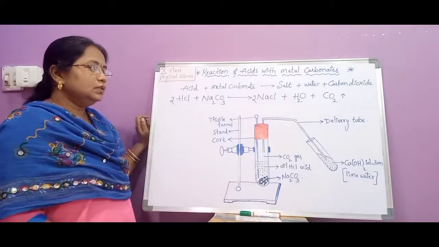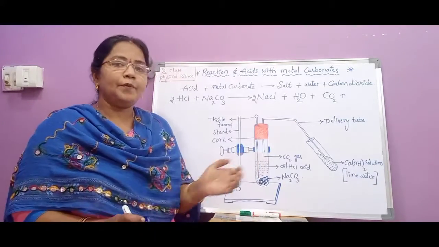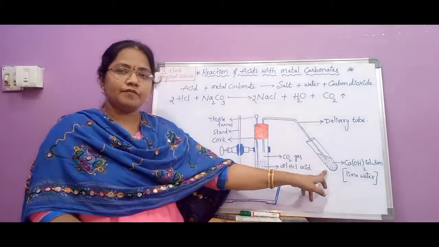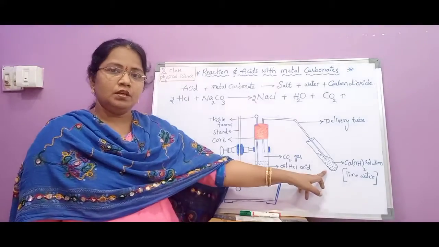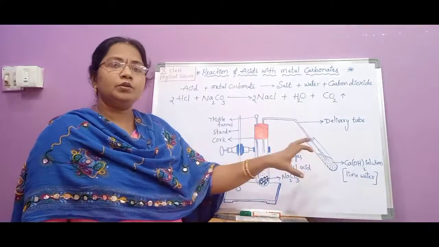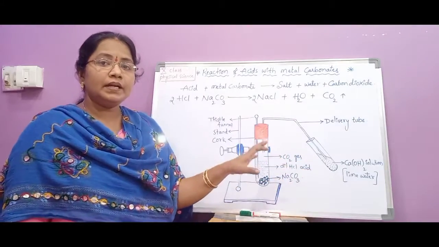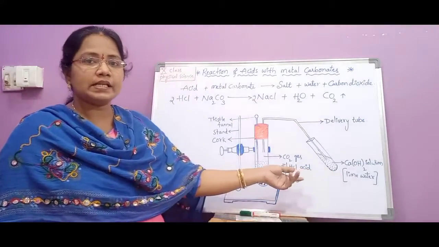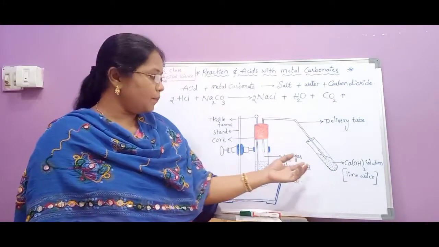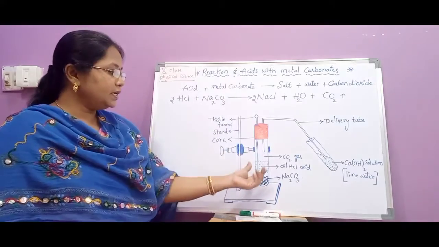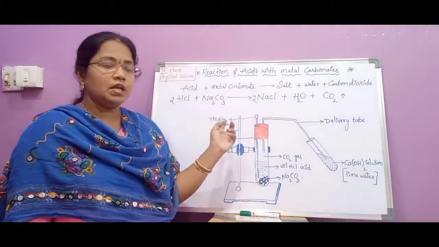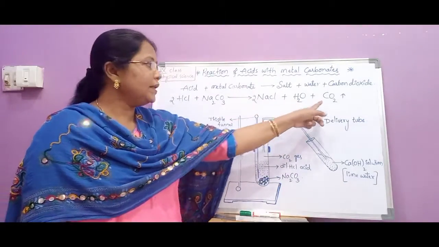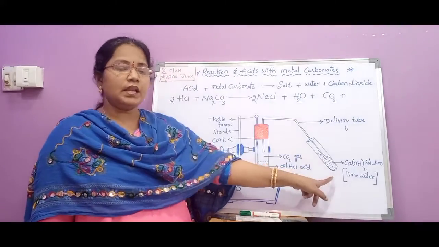When the gas enters this test tube, the lime water immediately turns milky white. We can clearly see the formation of a milky white precipitate, that is calcium carbonate. The gas that has the property of turning lime water milky white is nothing but carbon dioxide gas. This is the confirmation test for carbon dioxide gas, and in this way we can prove that carbon dioxide gas is formed during this reaction. The reaction between HCl and sodium carbonate produces carbon dioxide gas along with salt and water.